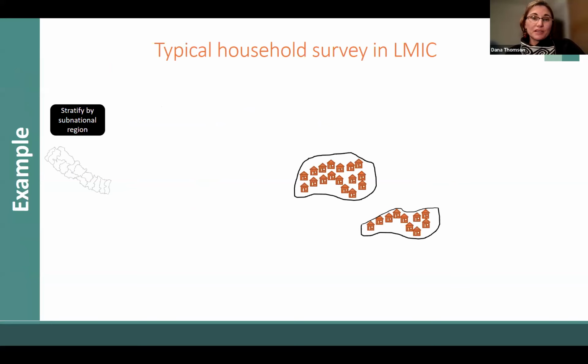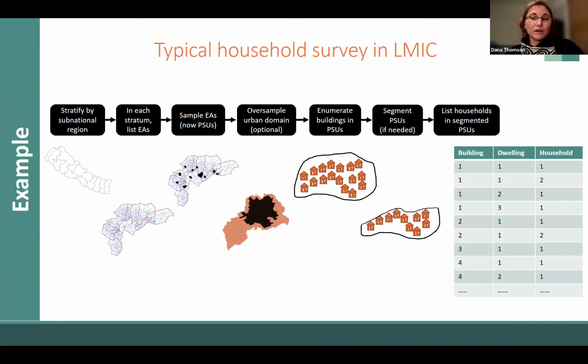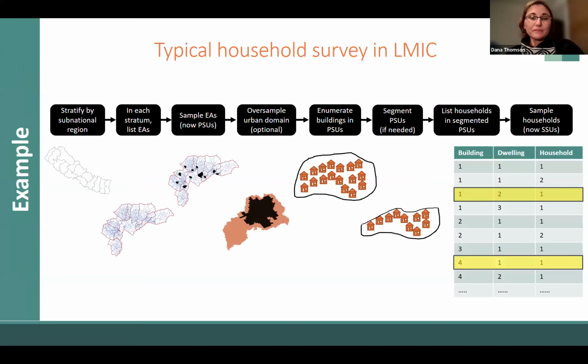I'm going to briefly just give an overview of the typical survey workflow in low and middle income countries. I know this is going to be old news for many of you, but just to orient us to what kind of survey we're talking about. We're talking about face-to-face surveys where we might stratify by subnational region, then in each stratum choose an independent sample of, say, enumeration areas, and these will be our primary sampling units. We might oversample in a place that is a majority rural context. We might oversample in urban spaces.